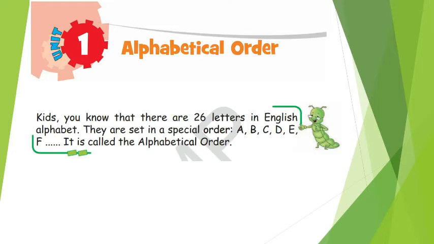So, kids, you know that there are 26 letters in the English alphabet. They are set in a special order like A, B, C, D, E, F, and so on. It is called the alphabetical order.